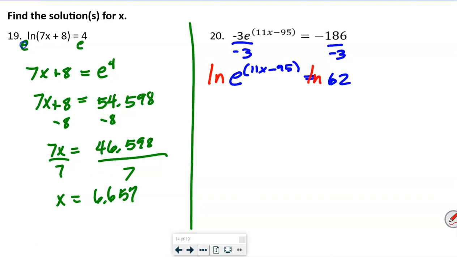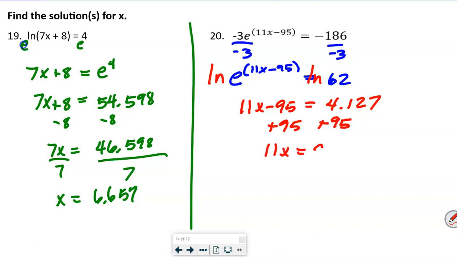So I got 11x minus 95, and then when I took the ln of 65, or 62, sorry, I got 4.127. Then I'm going to add 95 to both sides. So that's going to give me 11x equals 99.127. So x is equal to 11.012 when I divide both sides by 11.